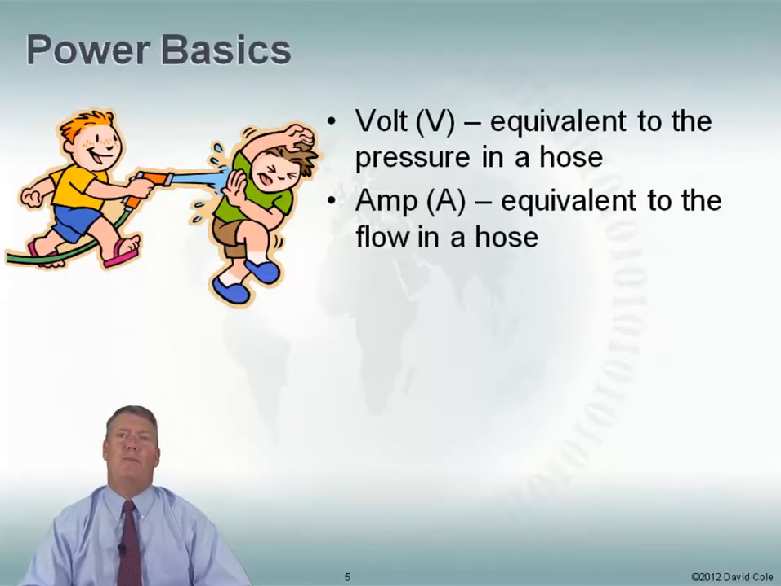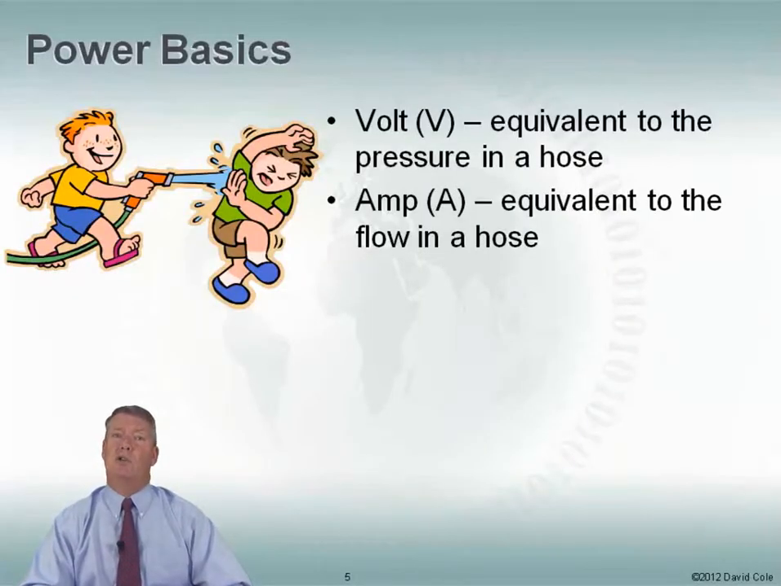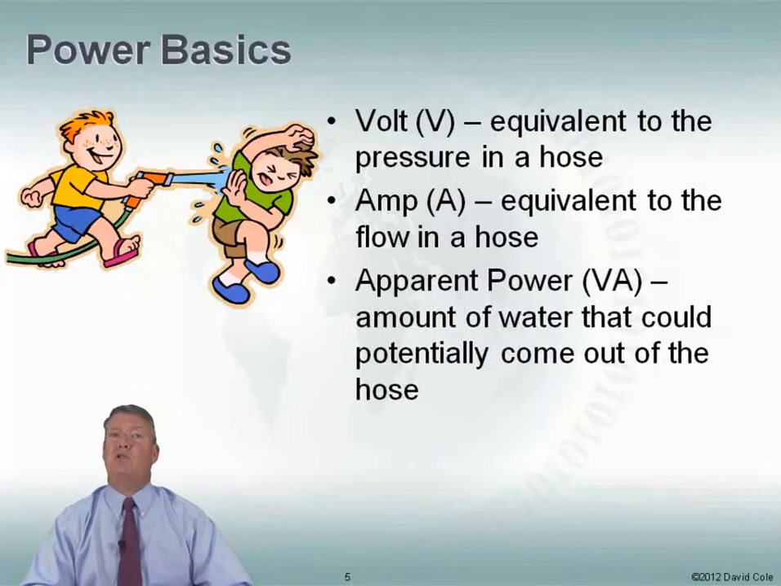An amp is equivalent to the flow of the hose. So how much water is flowing through the hose? So obviously one of the big things that's going to impact that is how big is our hose. I can certainly get more water through a fire hose than I can through a garden hose in our backyard. Right? So we've got the pressure in the hose, we've got the flow in the hose, how much water flowing through the hose. If I were to multiply those two together, volts times amps, I get something called apparent power.